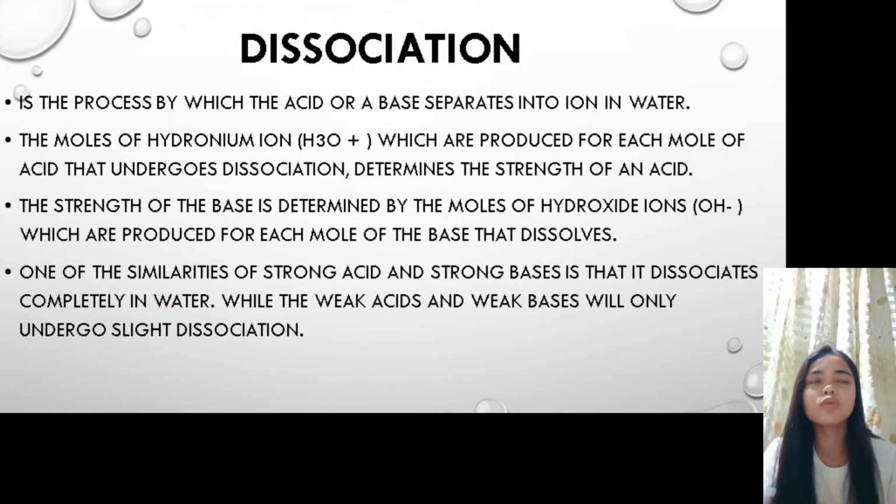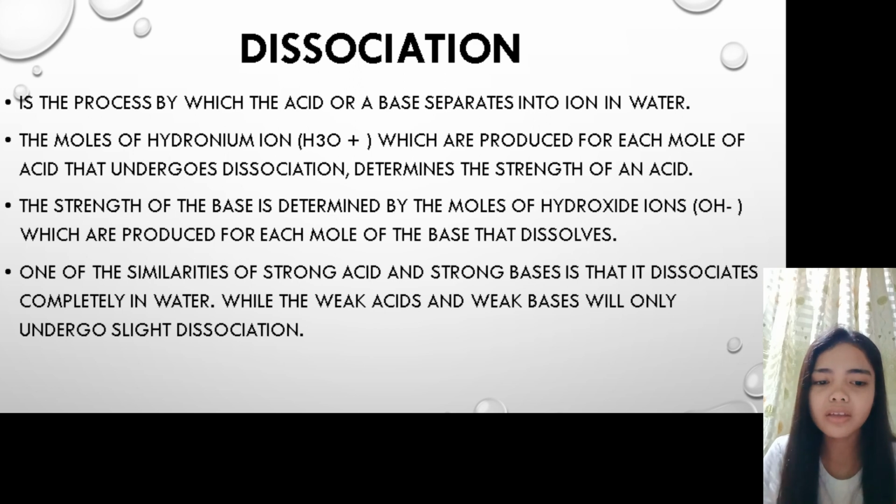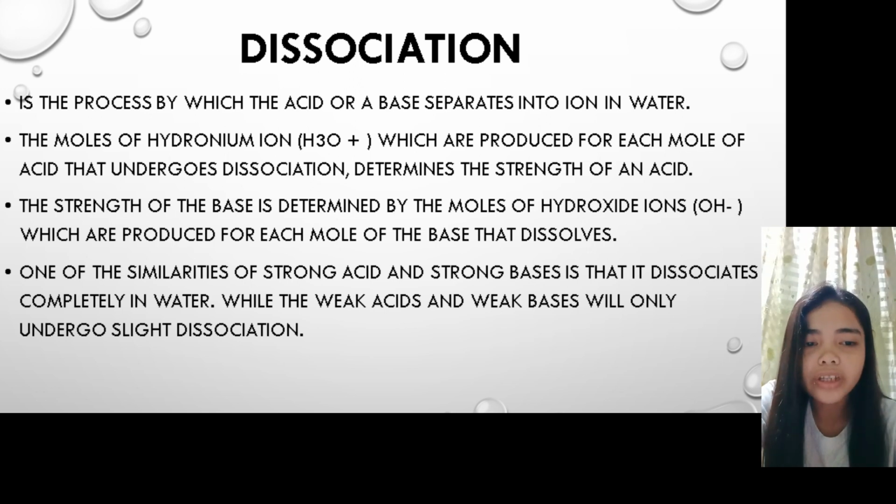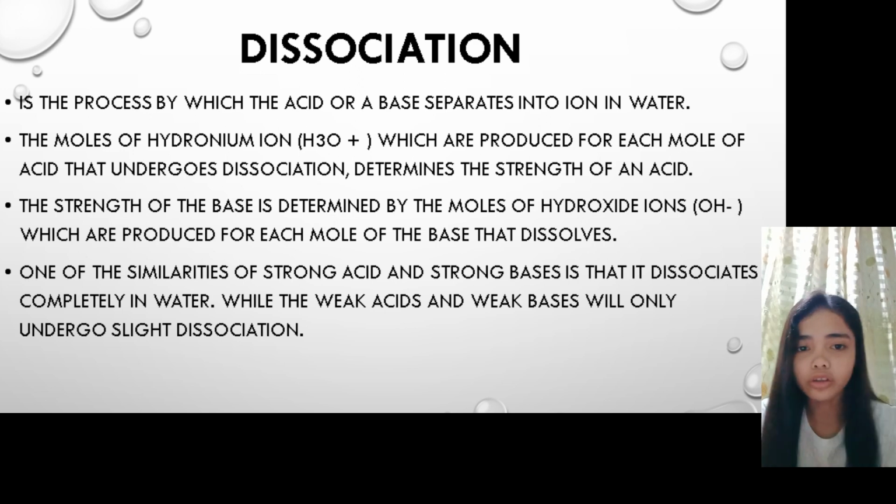Dissociation is the process by which an acid or a base separates into ions in water. This is the general process in which molecules separate or split into other things, which are atoms and ions. This is usually in a reversible manner. The strength of a base is determined by the moles of hydroxide ions produced for each mole of the base that is dissolved. When a base or an acid separates or ionizes, the process is called dissociation.